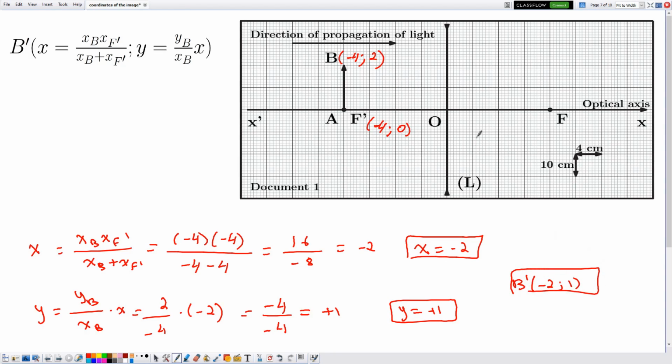Now let's locate the point B prime. So minus 2, we count 2 divisions in the negative direction. This is the positive direction. This is the negative direction of the x-axis. This is the positive direction of the y-axis. This is the negative direction of the y-axis. So minus 2, 1. Okay, 2 divisions backward and 1 division upward. This is the point B prime. Now let's erase everything.